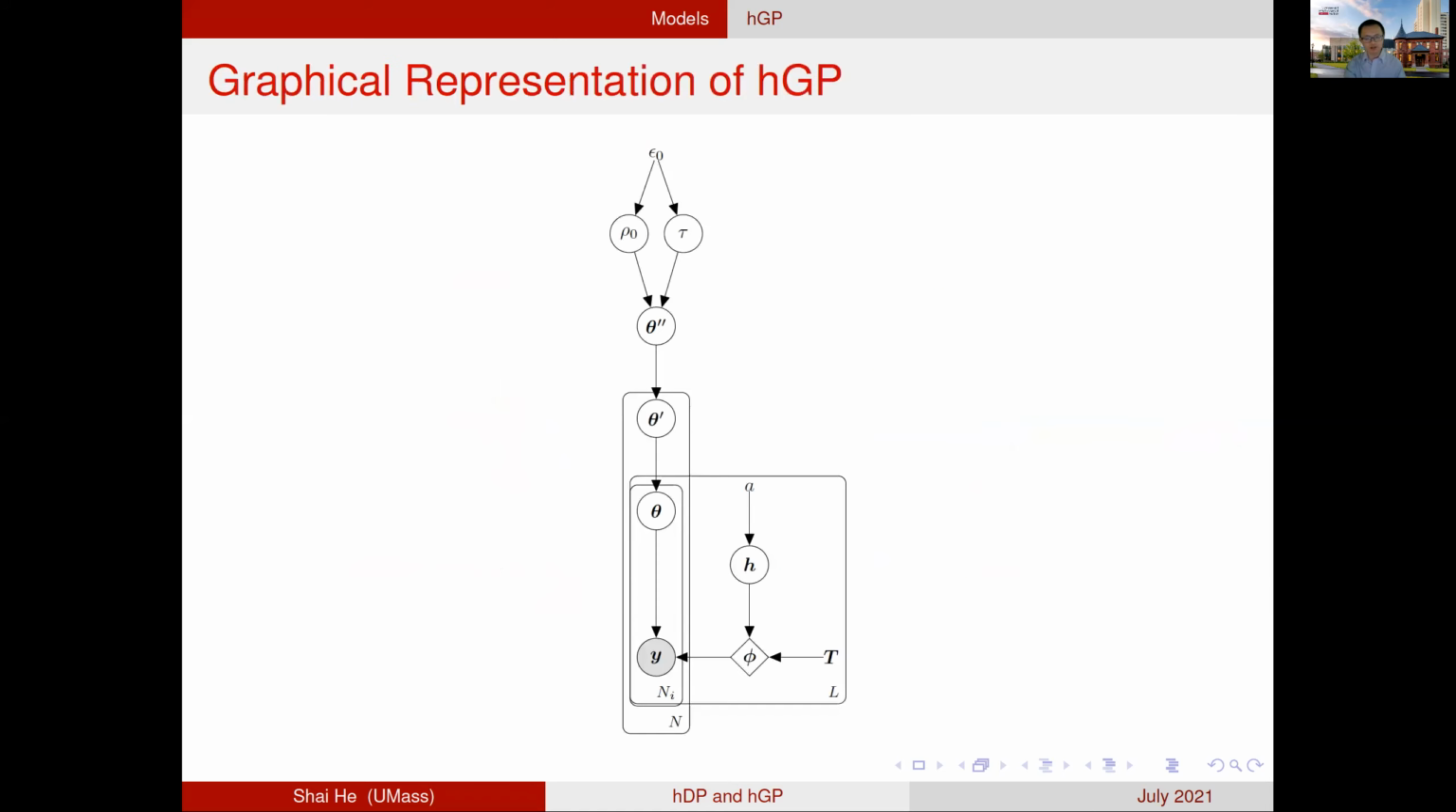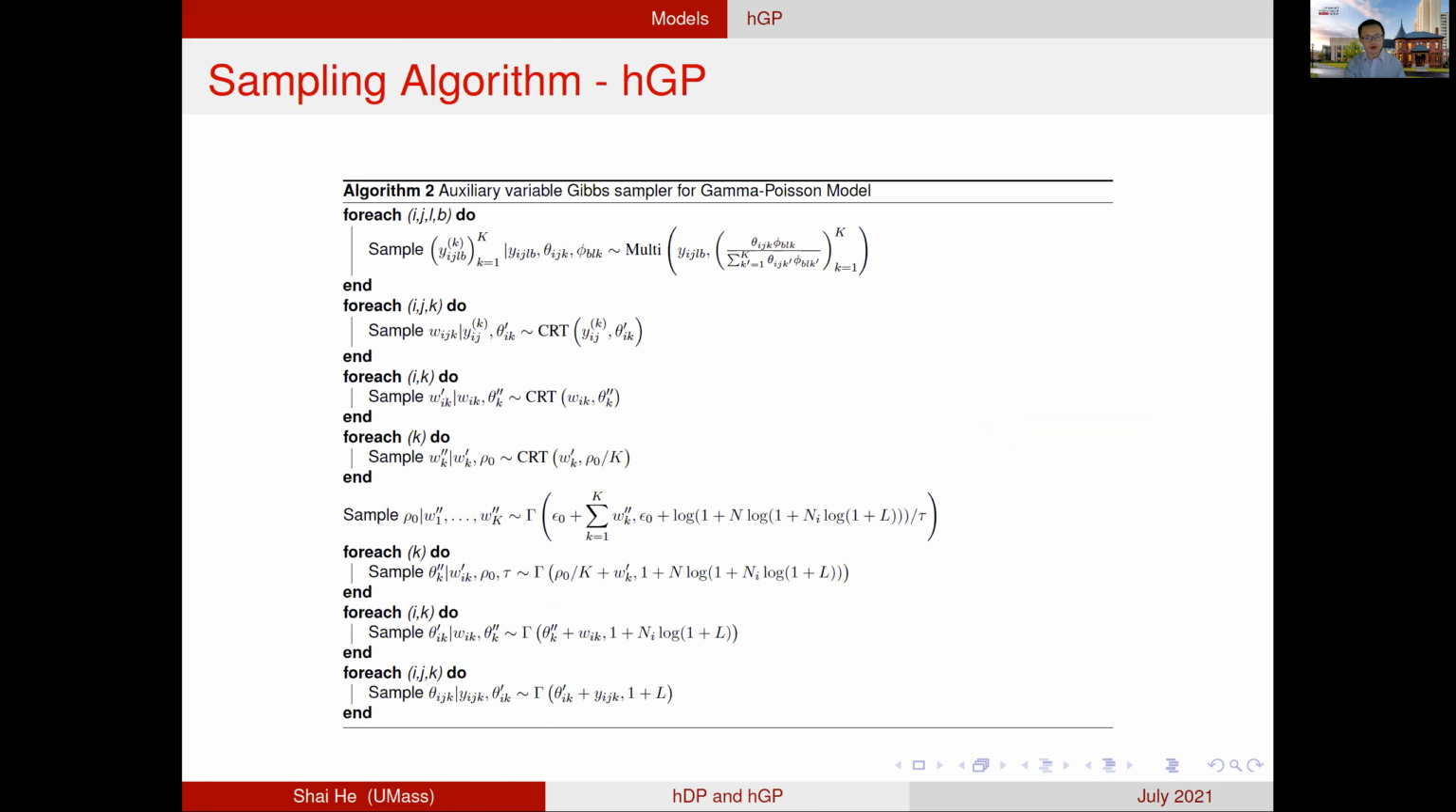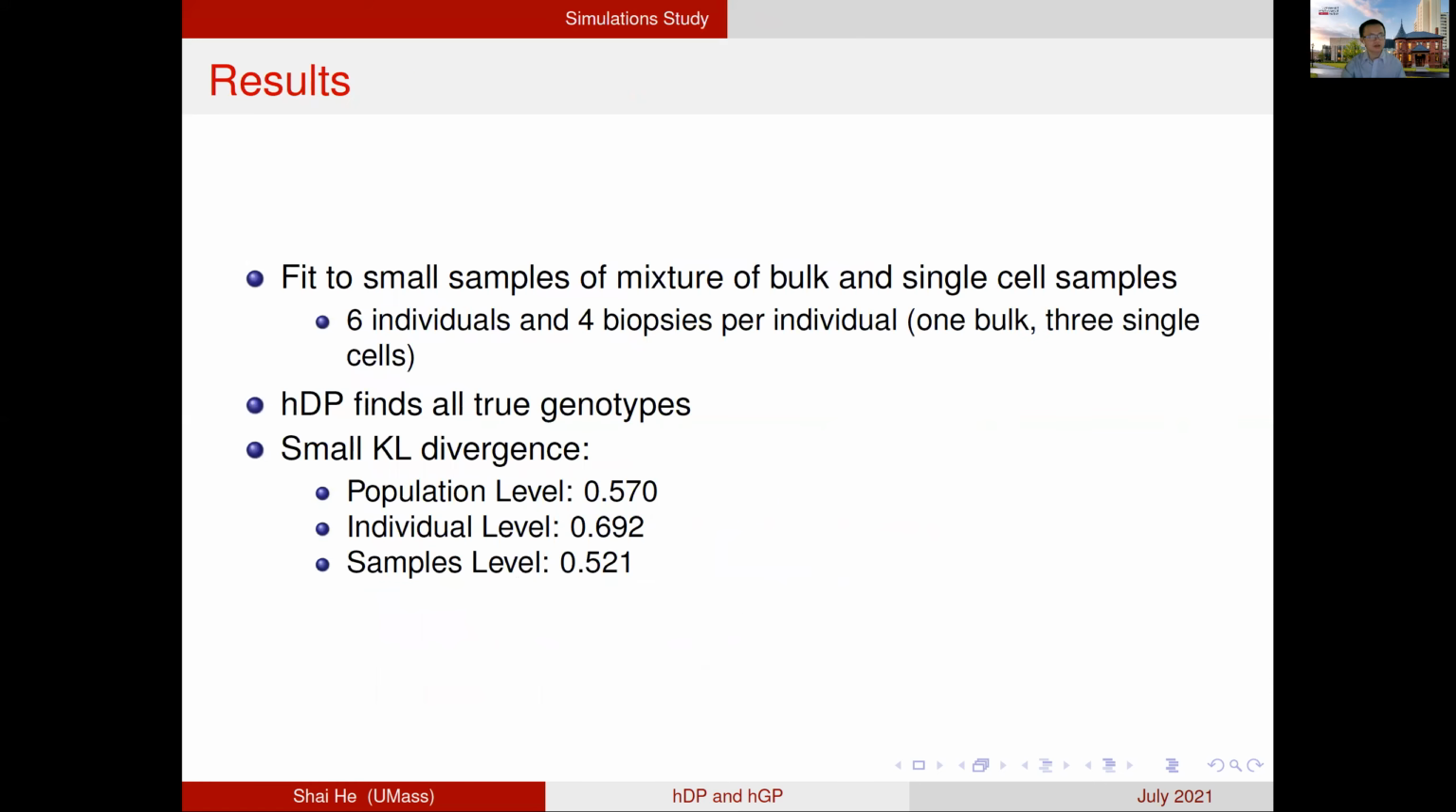So here is the graphical representation of HGP, which is similar to HDP, but it has fewer hyperparameters to control. Here is the sampling algorithm we use, which uses an augment and marginalize procedure. So you can derive a full analytical form of the posterior distribution, and thus it can be fast and handle large data sets.